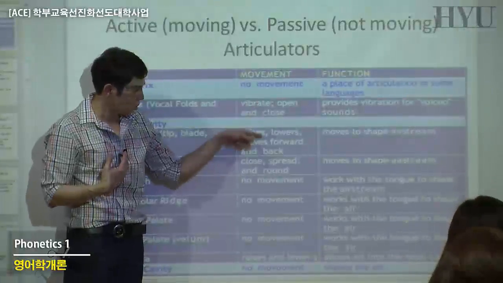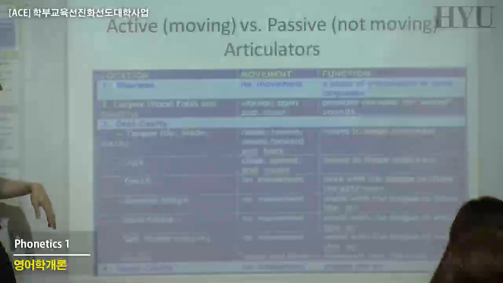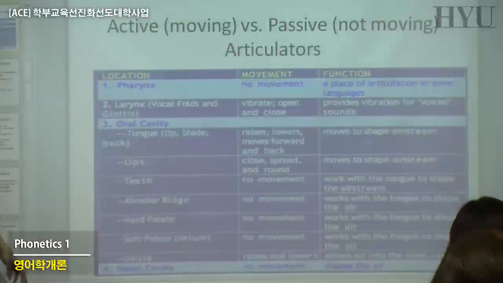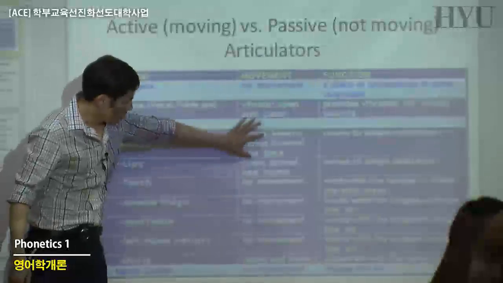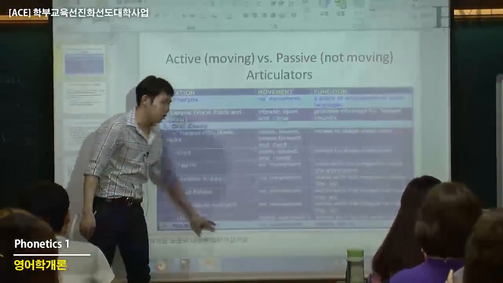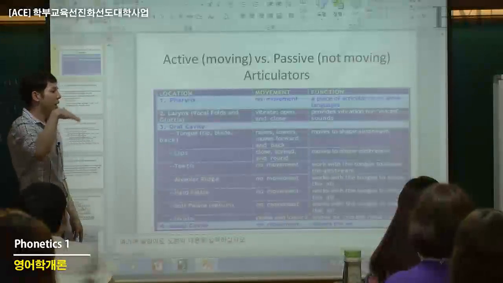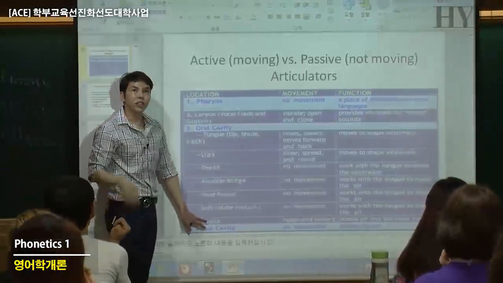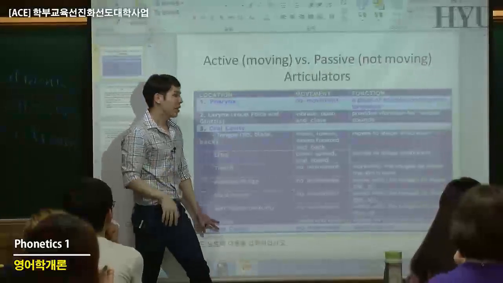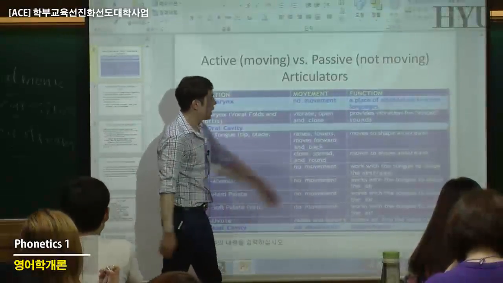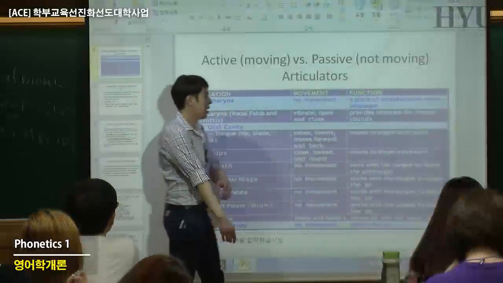So these two move. And then the lips can also move. You can close, you can round your lips, you can spread your lips. So these three move, and then everything else does not move except for the uvular. You can raise or you can lower the uvular. And the uvular is used for nasal sounds, sounds that you make through your nose. And then the functions are here.